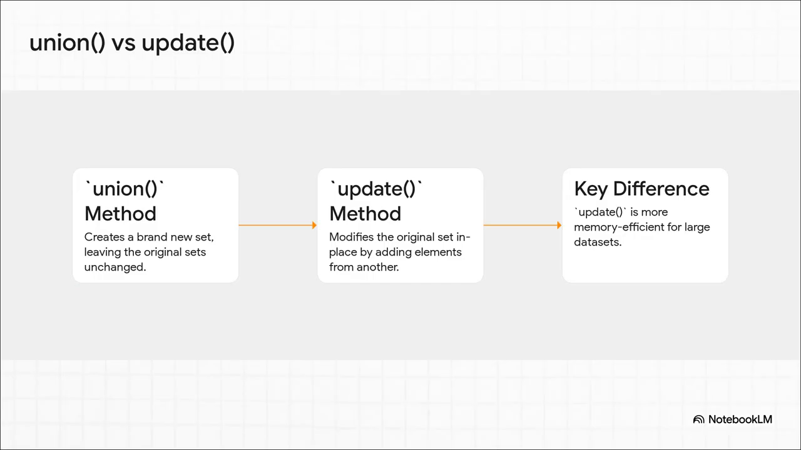Now, there's another method you should know about called update. The big difference here is that while union gives you a brand new set, update actually changes the original set. It adds the new items right into it, modifying it in place. So why would you use it? Well, if you're working with massive data sets, this is way more memory efficient than making a whole new copy.